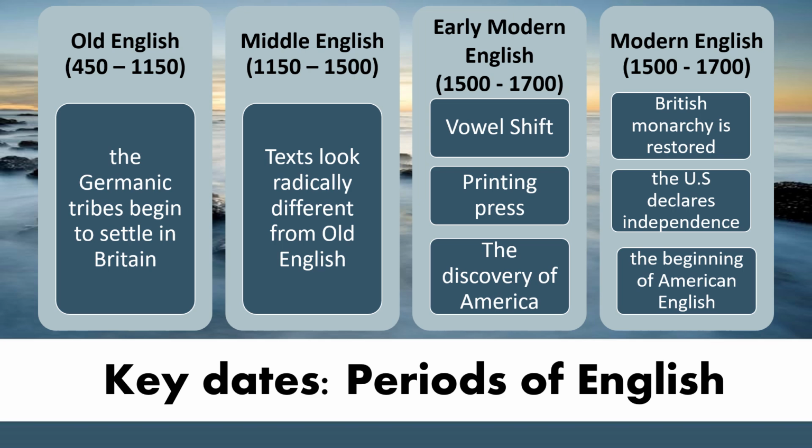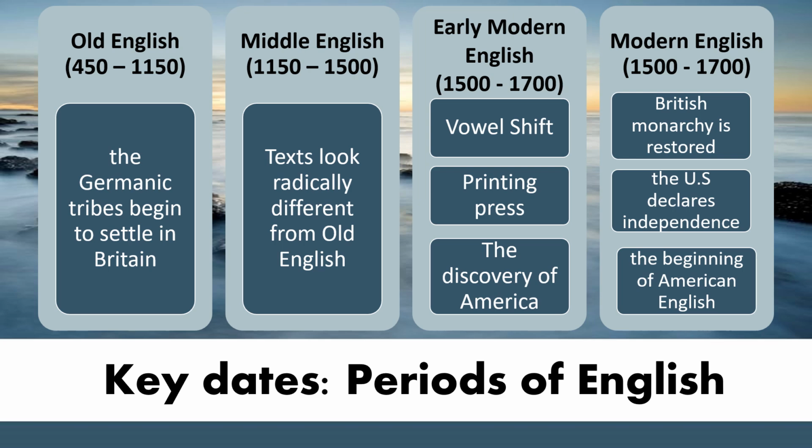449 is the date we've got from Bede, the day the Germanic tribes begin to settle in Britain. Okay, why not 449 then, and instead 450? Well, that's because people who do history like round numbers, so basically just round up to 450. As you can see, these periods are useful in that we can divide up our attention in certain ways. So Old English is 450 to 1150, sometimes 1100 in the literature.